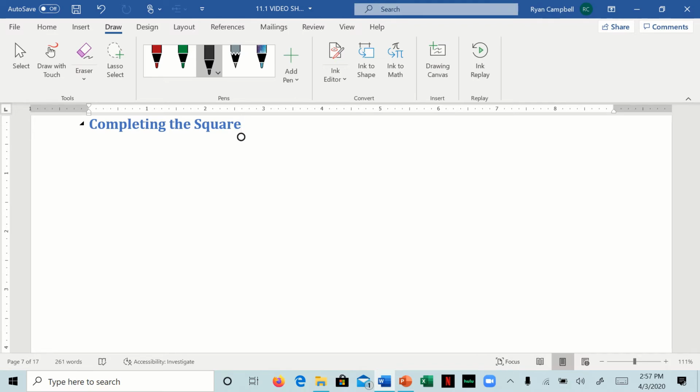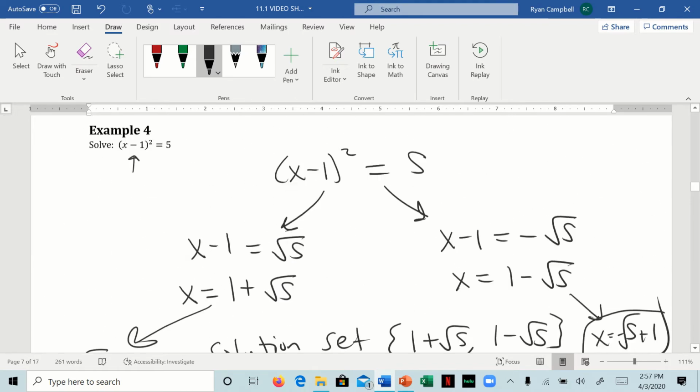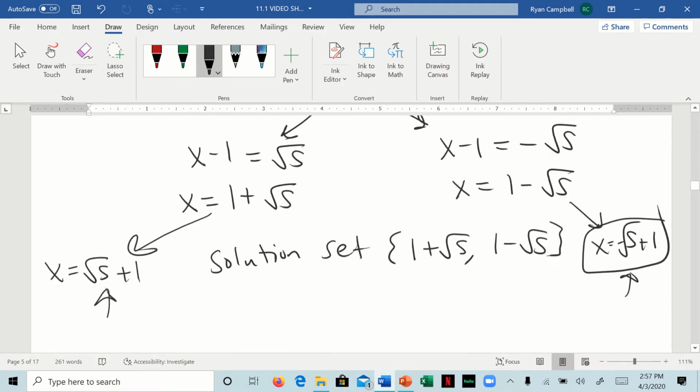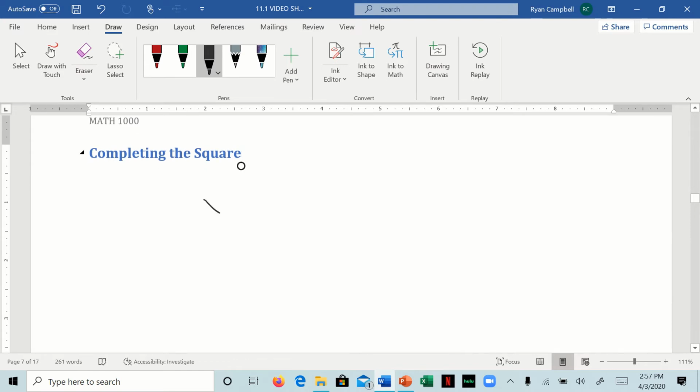Okay, so let's assume that we don't have something nice like this, right? What if we have a square that also has an x inside, right? So x squared plus 8x, right?